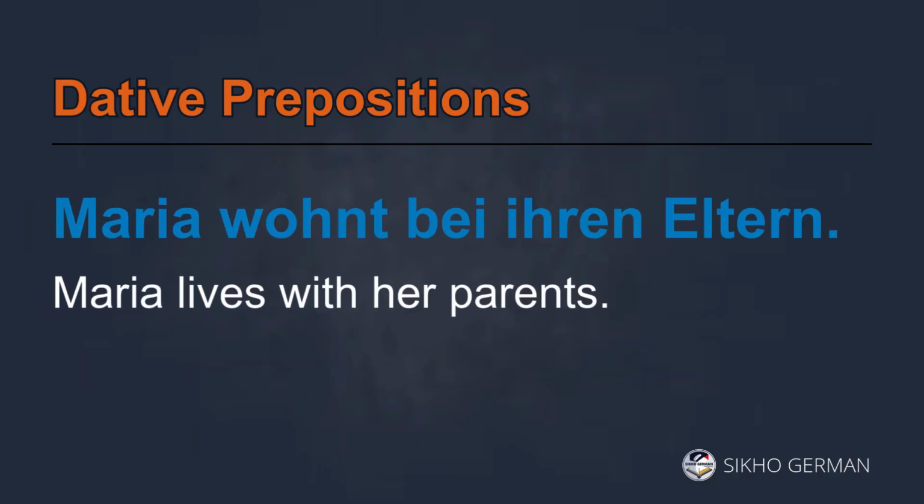Maria wohnt bei ihren Eltern. Maria lives with her parents. Ihre Eltern becomes ihren Eltern, dative plural, after bei. The plural possessive article becomes ihren, and the noun adds n. Eltern already ends in n, so no change. This is how you say someone lives with their family.